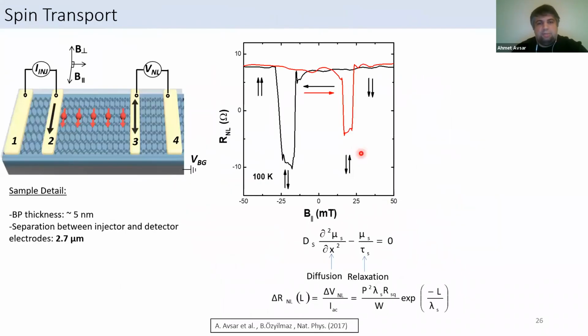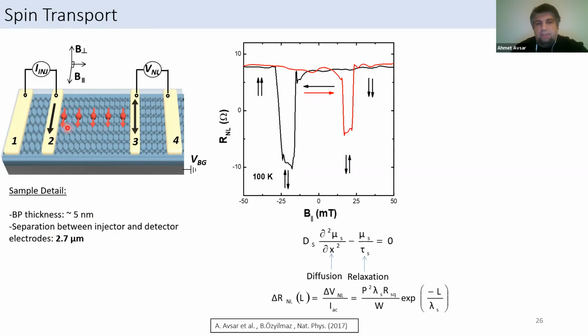And then we started to do the spin transport measurements. First, this is indeed the first sweep I did, so I'm putting this purposely. So the separation between the injector and the detector electrode was around 2.7 micron.